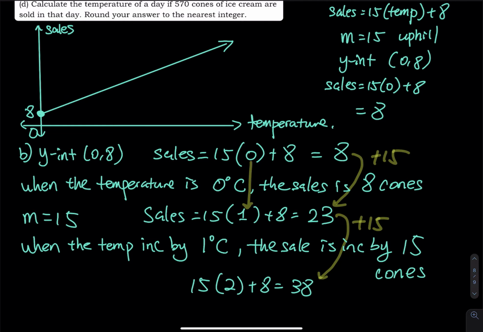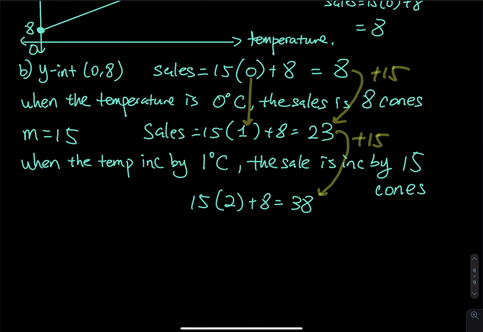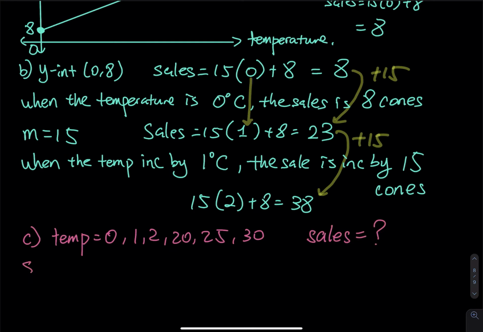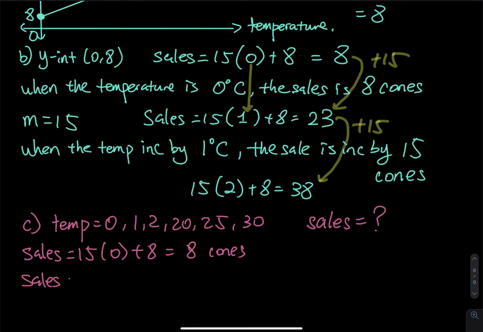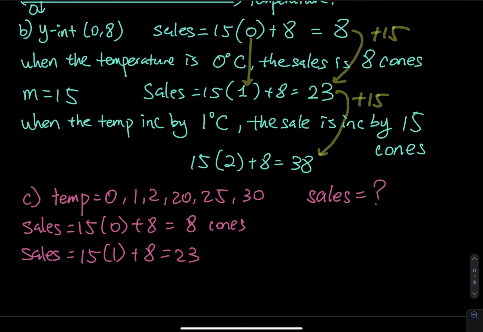So in part C, I give you some temperatures: 0, 1, 2, 20, 25, and 30. I want you to calculate the sales. All right, so we have sales equals 15 times 0 plus 8. That is equal to 8 cones. And then when the temperature is increased by 1, sales is equal to 15 times 1 plus 8. That is equal to 23. And then the rest, you just do the plug-in.